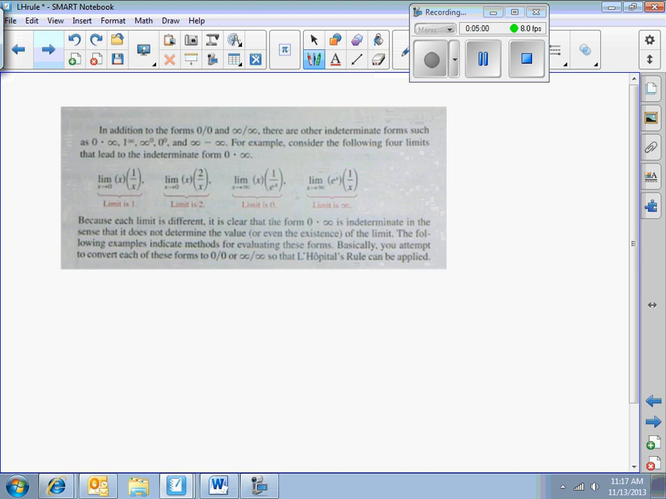I want you to refer to page 533, and it has the fact that there are really some other indeterminate forms we could look at: 0 times infinity, 1 to the infinity, infinity to the 0, and 0 to the 0. And that discussion's pretty good there to show you that you do need to look at these separately. Now, let's just jump in and look at some examples.